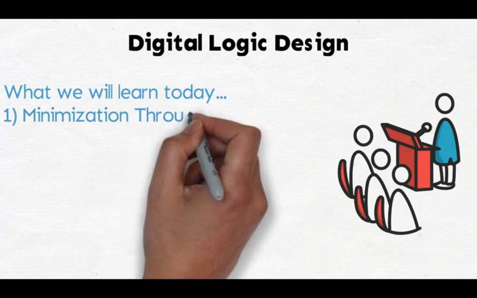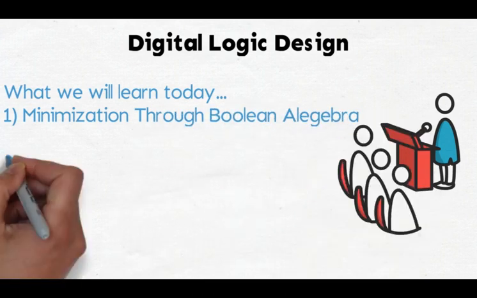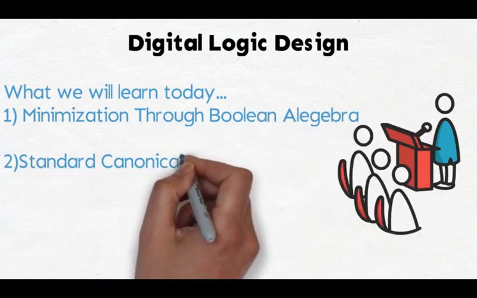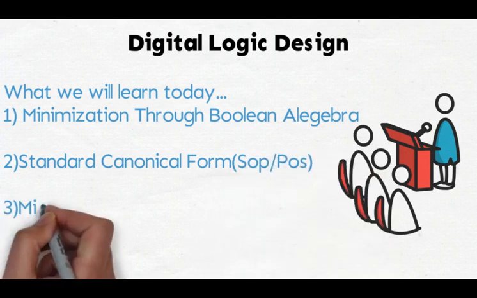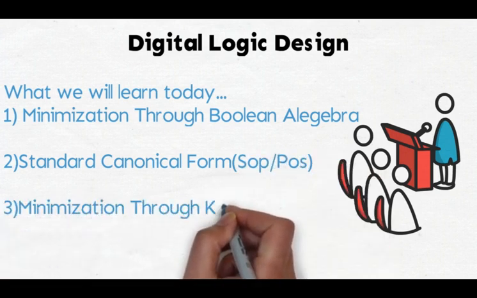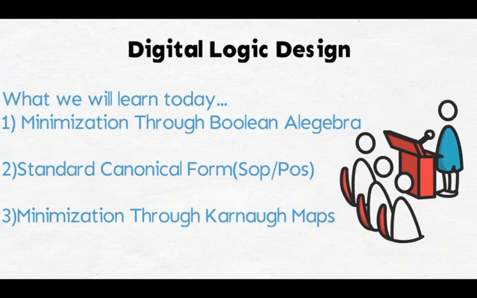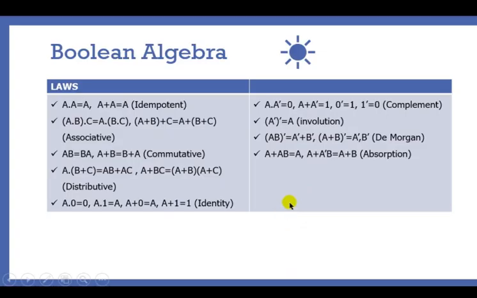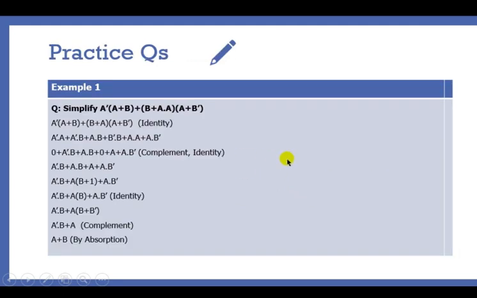Today, we will learn about the minimization of expression using Boolean Algebra, standard canonical forms, sum of products and product of sums, and minimization using Karnaugh map. Let's start. In front of you, there are some laws which are very important. You need to memorize them, especially the associative and the absorption law. Here is an example of simplification of Boolean expression using previous laws. I hope it's easy to understand.